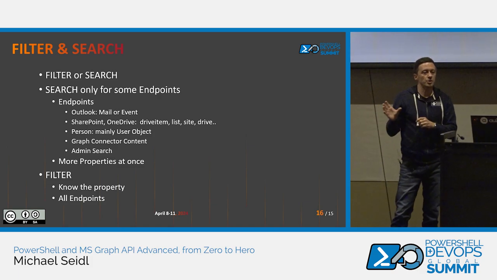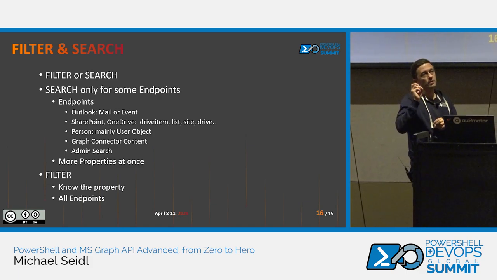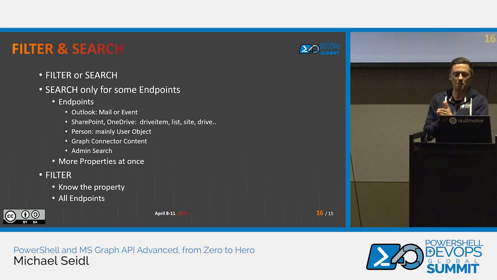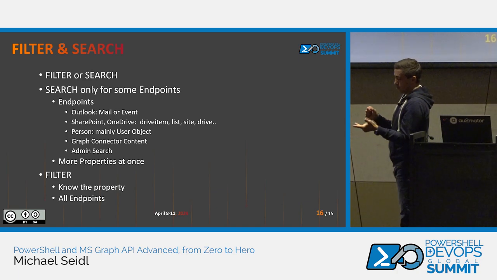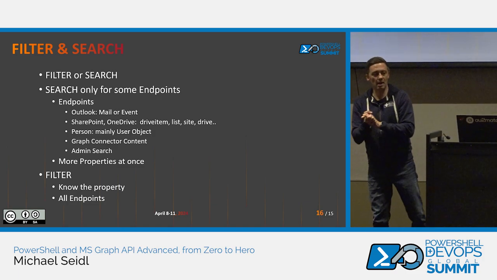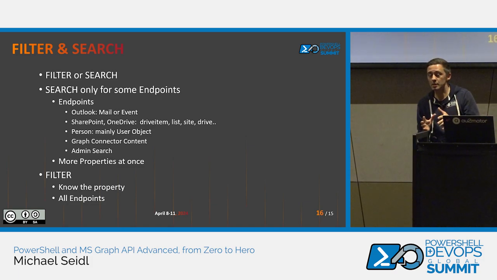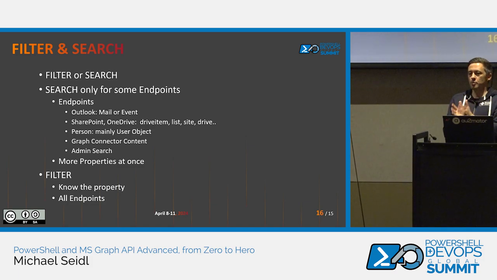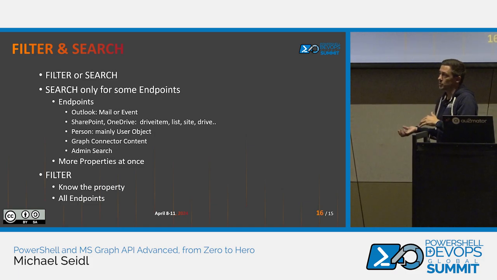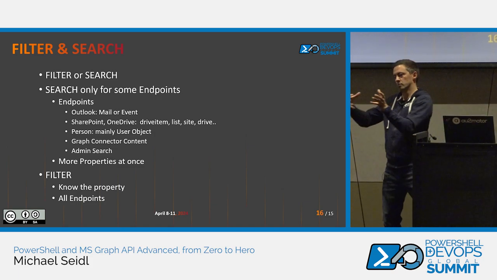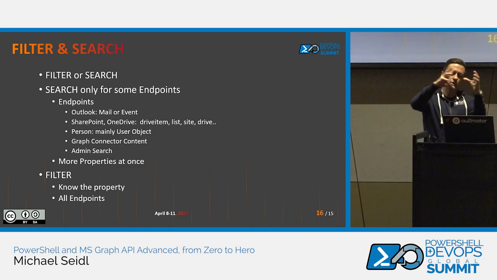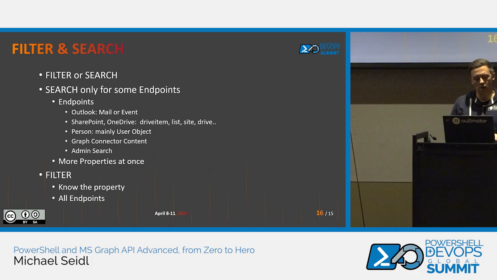The good thing on search is it searches through many properties. For example, if you use it for mail, it searches the subject, the email, I think the attachment, the sender, the recipient, everything at once. Filter is available for any endpoint, and you have to know the property you want to look for, and of course the value. So if I use filter to get a specific user, you need to tell them, give me every user, the given name is whatever. The search searches through an object's multiple properties.